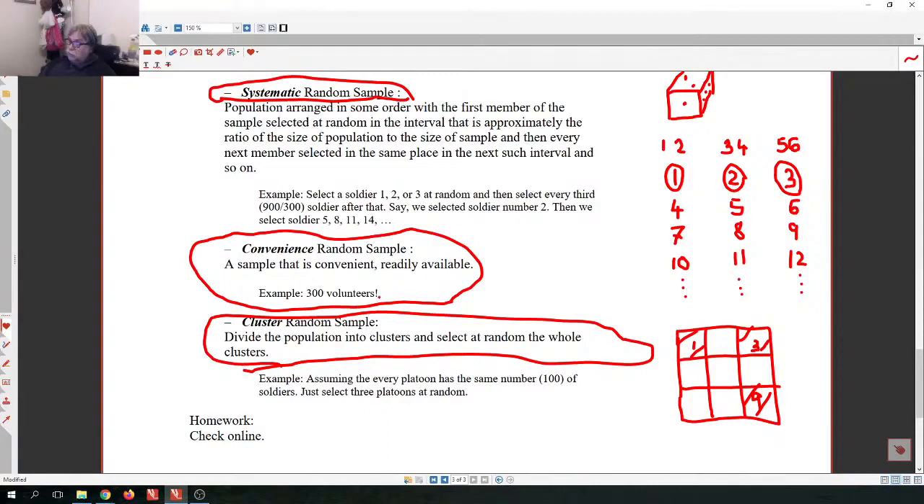So in this particular story about these soldiers, if you have 900 soldiers and you want to select 300 to go on a particular dangerous mission, you could just simply ask for 300 volunteers. And you can immediately see that this would be a bias. You would sign up 300 people based on what they're going to volunteer for.